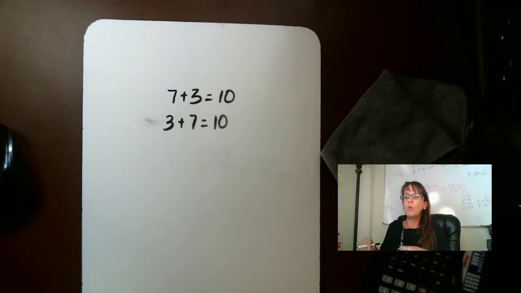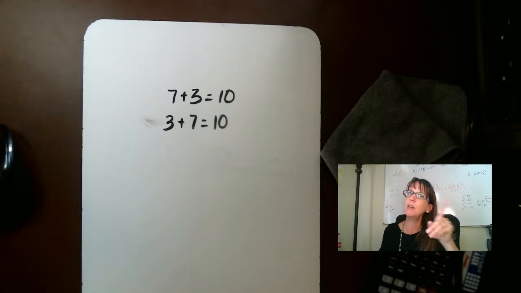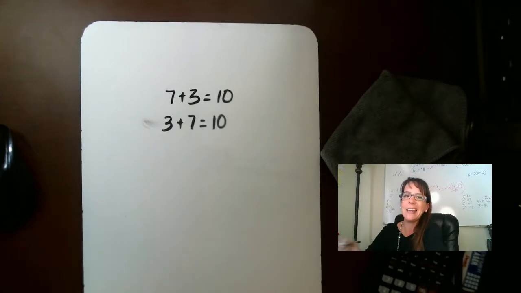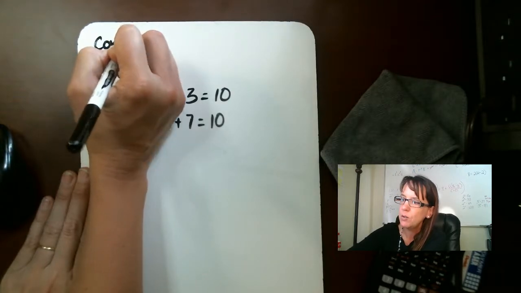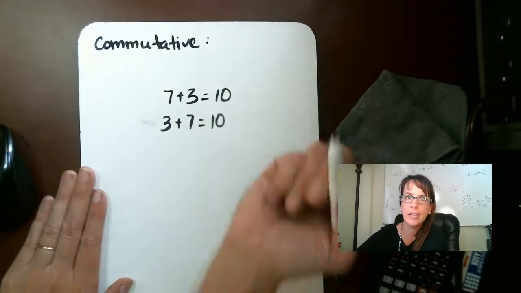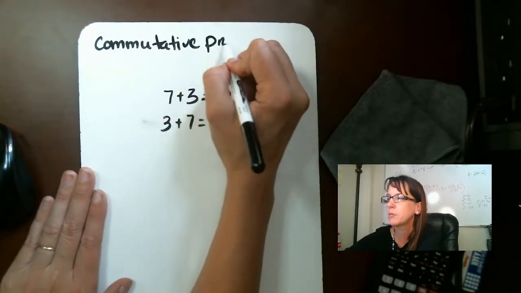Okay, we can always flip these guys around. And guys, if you don't have your notebook out, now is a good time to get it because I'm gonna be giving you a ton of terms, okay? The fact that we can flip our addition problems around, that's called the any gosh darn order property. It's not really called that, but that's what I call it. Commutative. I want you to write that down. Commutative property.